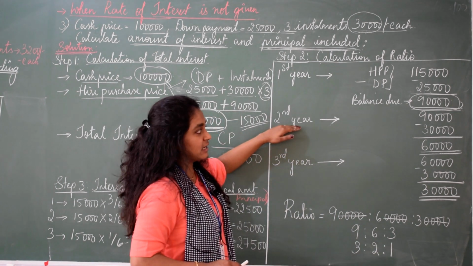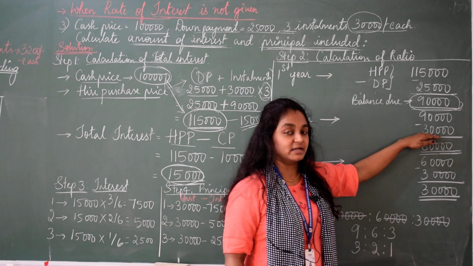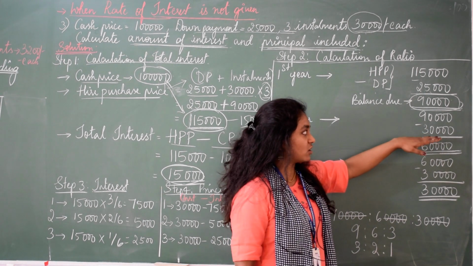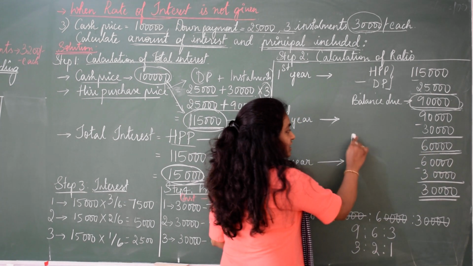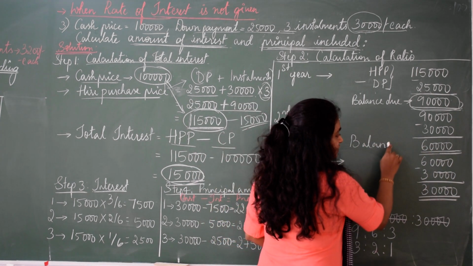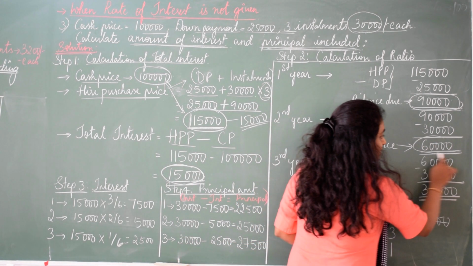In the second year, again I am removing the second installment. Remove the second installment. Second year we are paying the second installment. From 90,000, if you remove 30,000, you are amounting to 60,000. This is the balance for the second year. So we got two balance amounts till now.